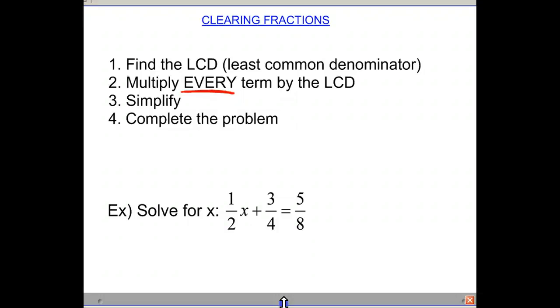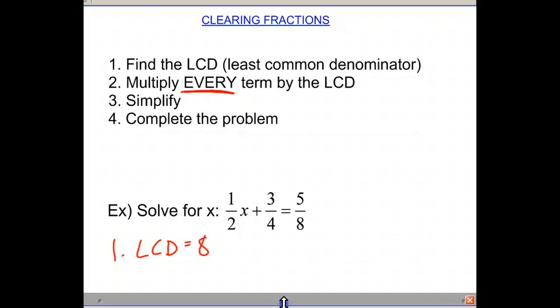So first thing, find the LCD. Always our first step. So number 1, find that LCD. If I look at all these fractions, I have 2, 4, and 8 for my denominators. The lowest common denominator there is going to be 8. So my LCD is 8. And the LCD does not always have to be a denominator that is shown in the problem. It's just the least common denominator given the numbers you have to work with.